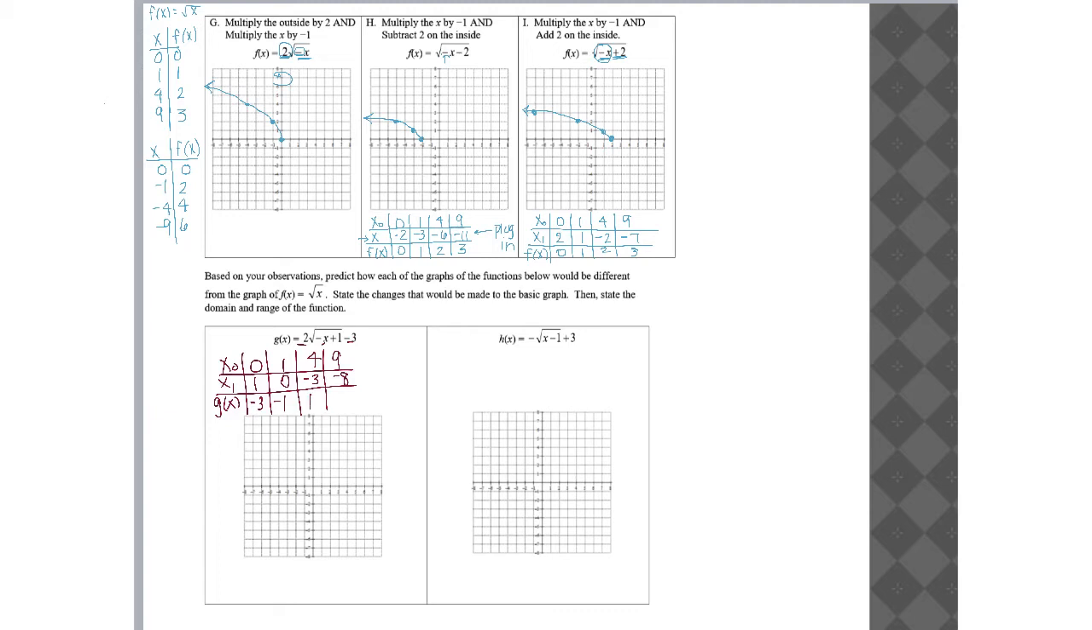And lastly, let's plug in negative 8. So that's going to give me the square root of 9, which is 3. 2 times 3 is 6. And then 6 minus 3 is 3. So here we have our points.